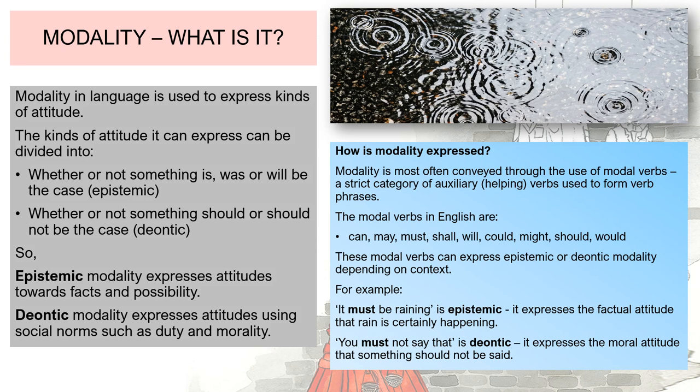So here are two examples using must. "It must be raining." Well, that's epistemic because it's expressing this factual attitude, this certainty. It has no moral attitude. But if you turn around to someone and say "you must not say that," you're not expressing an attitude about chance. You're expressing an attitude about what should and should not be said, and therefore you are expressing deontic modality, because what you are saying has an attitude about obligation and duty. So we can only interpret whether a modal verb is being used epistemically or deontically by looking at the actual context of its use.